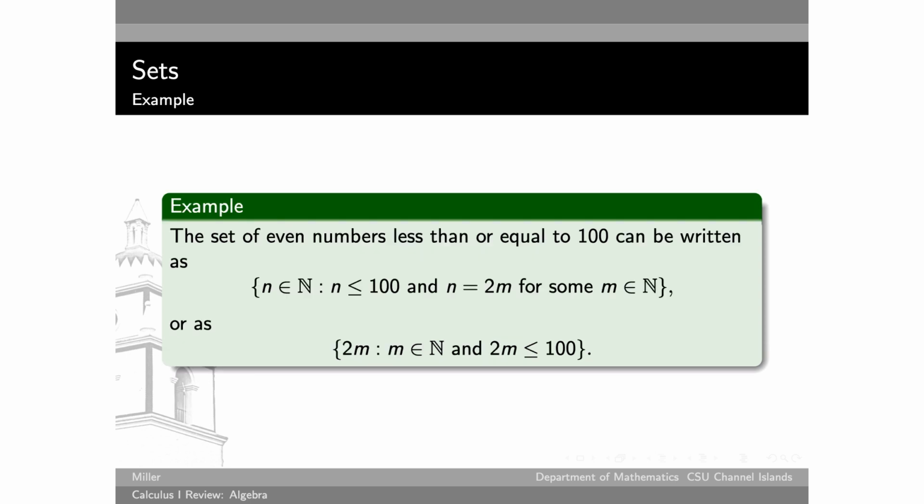Here's another example. The set of even numbers less than or equal to 100 can be written in two ways. First, n is an element of the natural numbers, colon, which we read sometimes as "such that," n is less than or equal to 100, and n equals 2m for some m in the natural numbers. Another definition would be {2m such that m is a natural number and 2m is less than or equal to 100}.